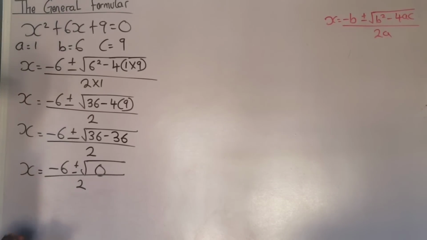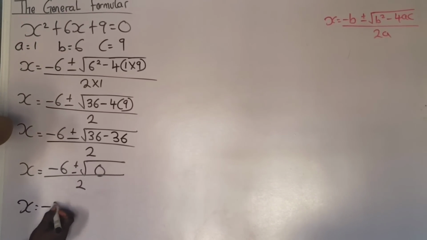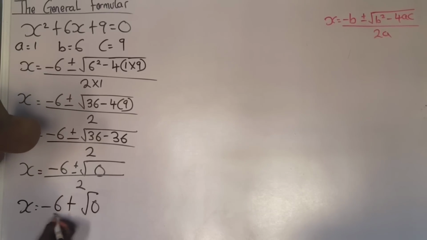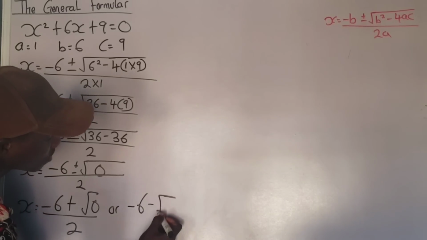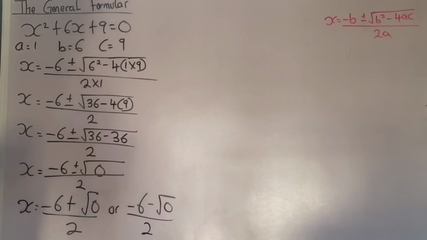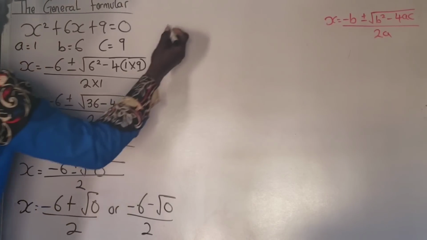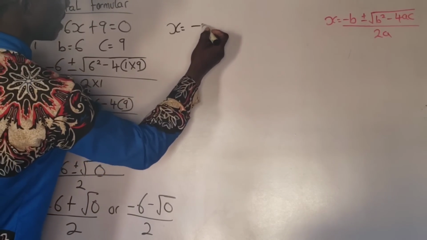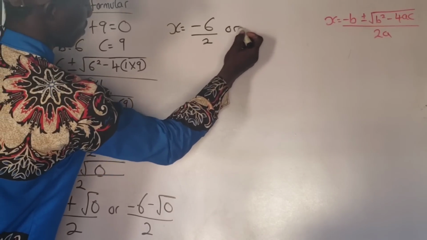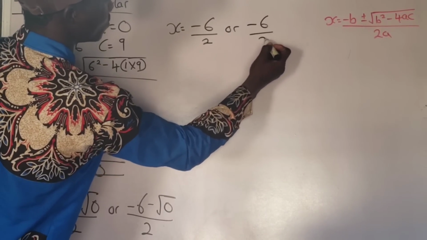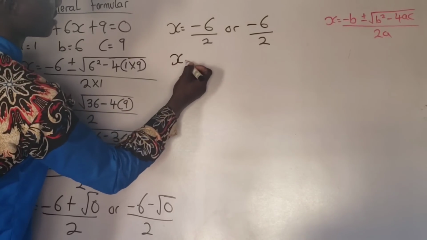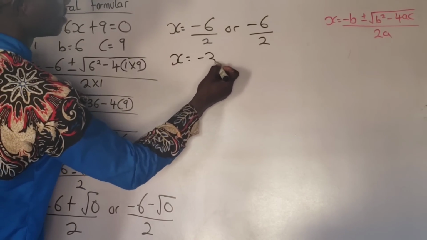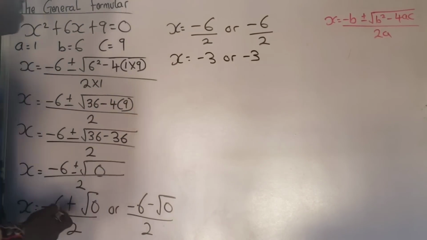Okay, you can separate the signs. So I'm going to have x equals minus 6 plus square root of 0 all over 2, or minus 6 minus square root of 0 all over 2. Do you understand? Okay, so for this I'm going to have x equals minus 6 all over 2, or minus 6 all over 2. You see, if you take the square root of 0, you're not going to have anything. You understand? So I'm going to have x equals negative 6 divided by 2 is what? Negative 3, or negative 3. That is the value of x.